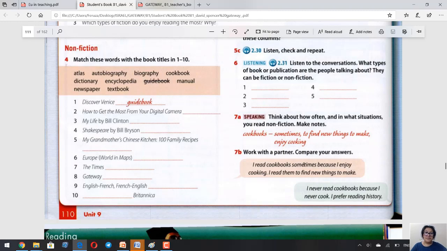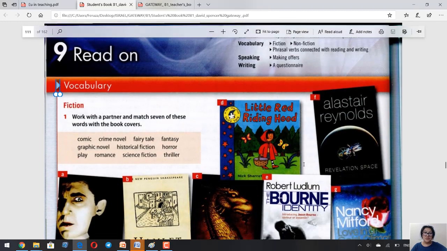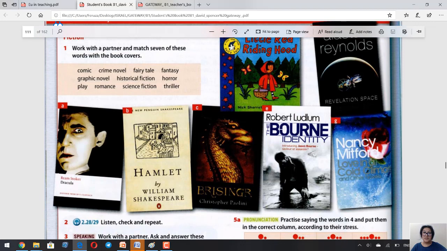So your homework is to do the first task and match all these books, all these pictures with words given in this box.